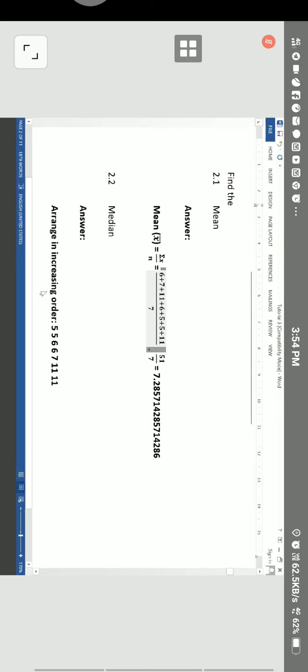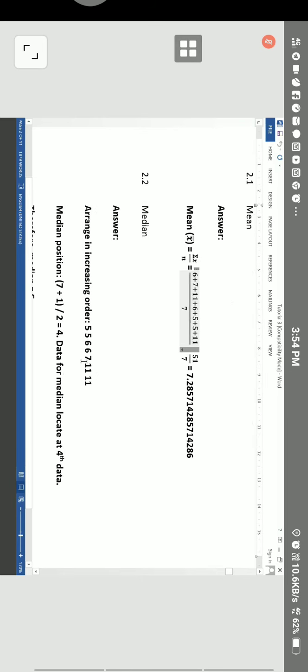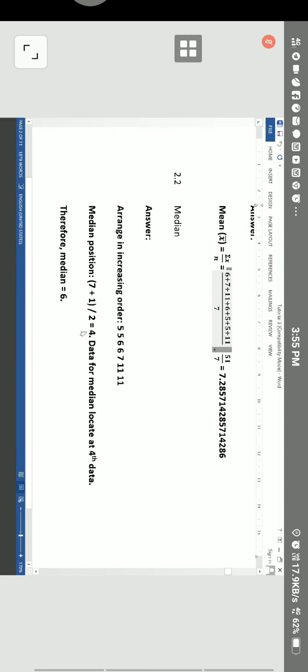For the median, you need to arrange the data first, in increasing order: 5, 5, 6, 6, 7, 11, 11. The number of your data is 7. 7 plus 1 divided by 2 gives 4, so the data number 4. Counting 1, 2, 3, 4, the median is 6.